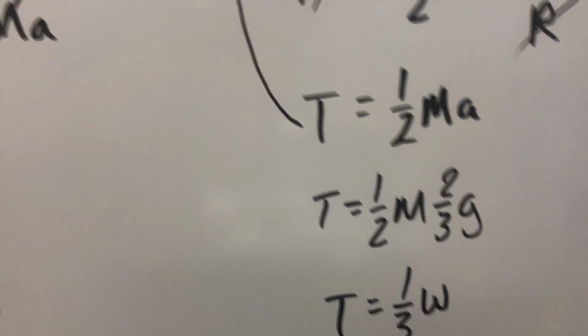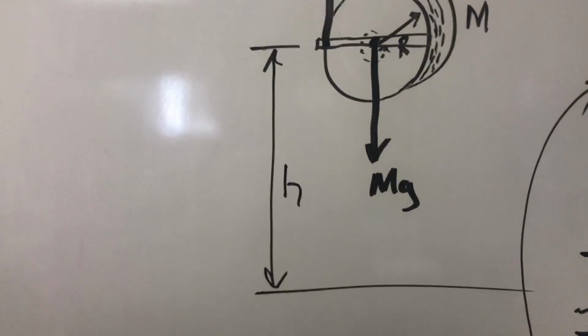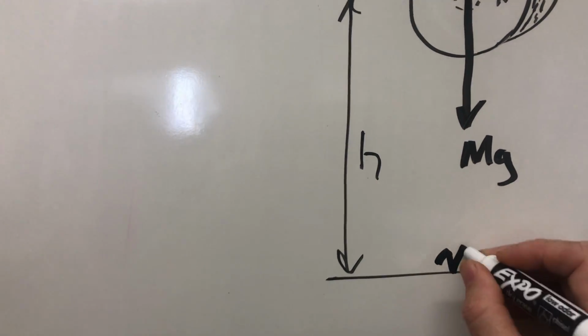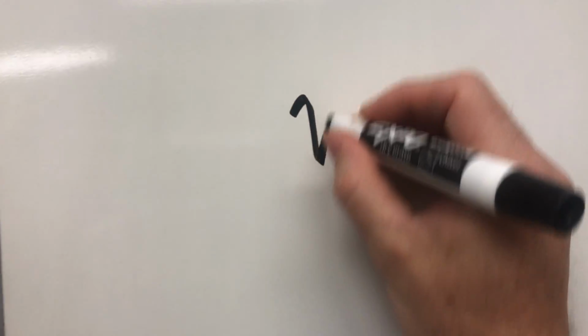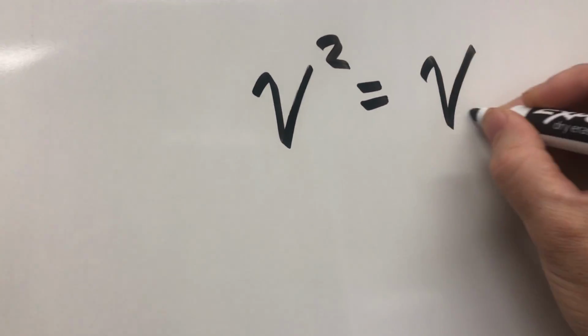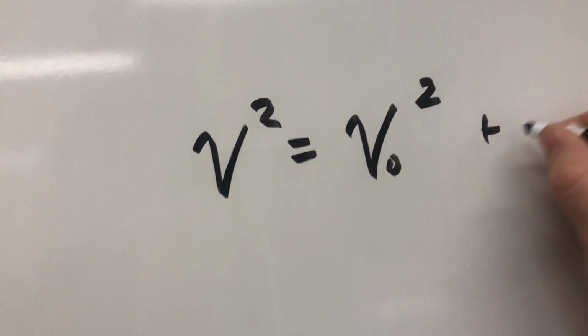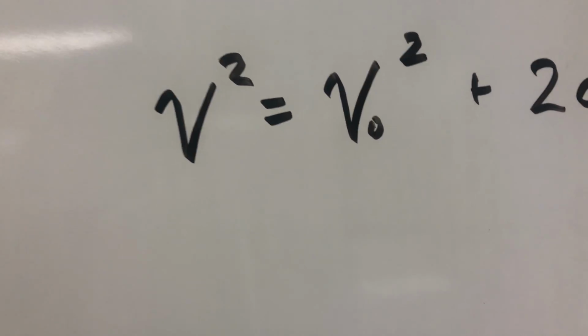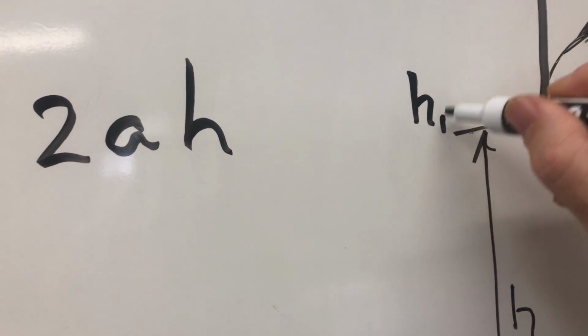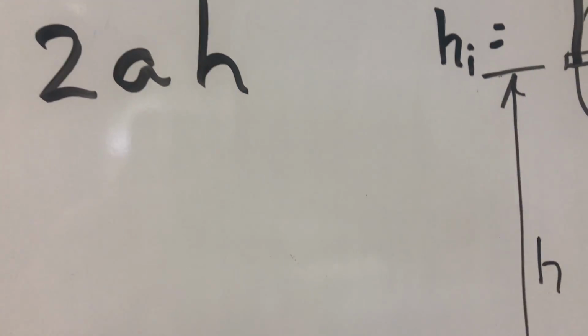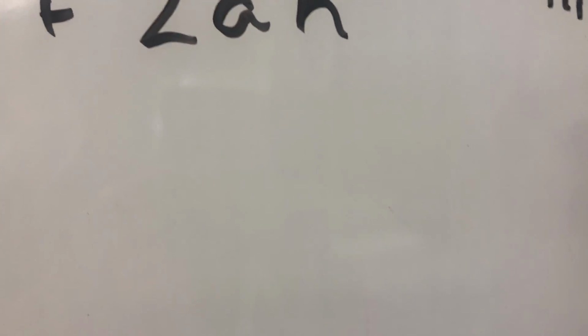Sometimes they will then ask you to solve for how fast it's going when it gets to that point h. Guys, there's a variety of ways we could do it. One of the easiest would be just to say v squared is equal to v0 squared plus 2ah. And I'm going to say that my h initial up here, well, here's what's kind of funny about this. It's really irrelevant here. We'll just call that 0.